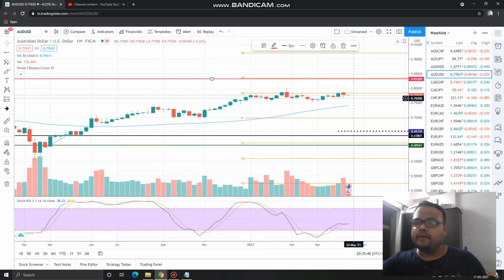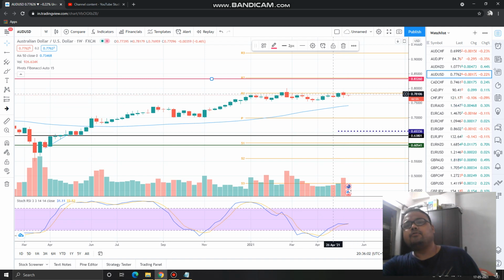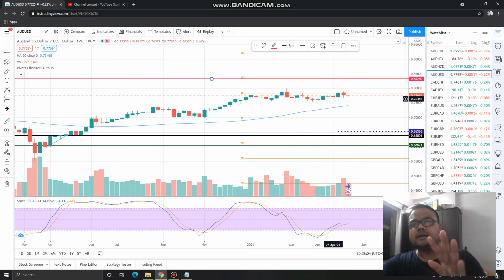Previous week, the market tried to cross the resistance, but failed. Before that also, the market formed a green candle, tried to cross the resistance, and failed. Before that also, the market failed. So for 4 consecutive weeks, for more than a month, the market is struggling. The market is trying to cross the resistance, but is unable to do so. It is coming down.